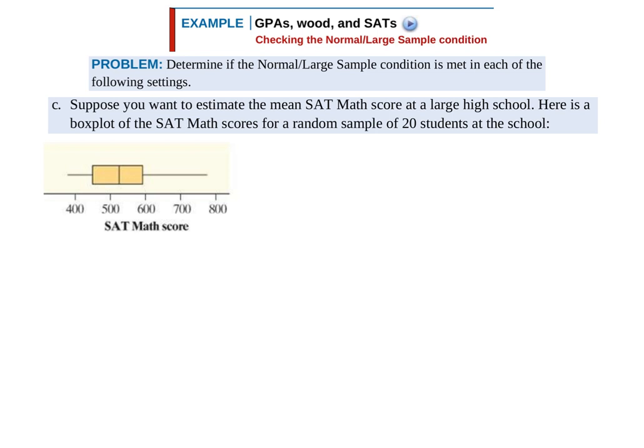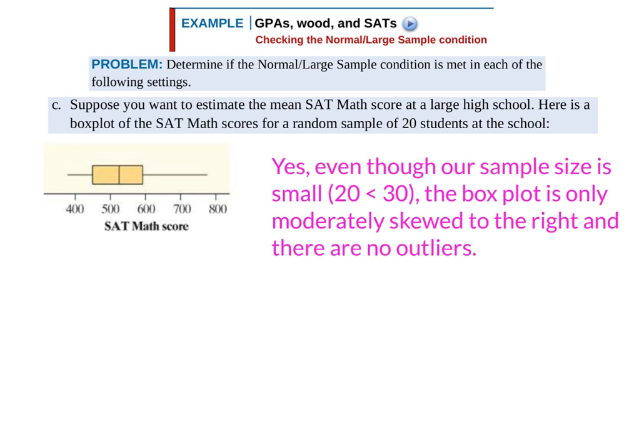Last one says, suppose you want to estimate the mean SAT math score at a large high school. So here's a box plot of the SAT math scores from a random sample of 20 students at the school. So does this meet the normal/large sample condition? So I'm going to say yes. Even though our sample size is small, 20 instead of at least 30, the box plot is only moderately skewed to the right and there are no outliers. So you can continue on with your t-star and all the other tests that you need to do.